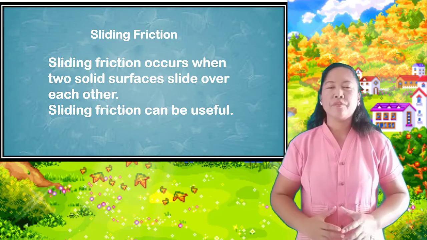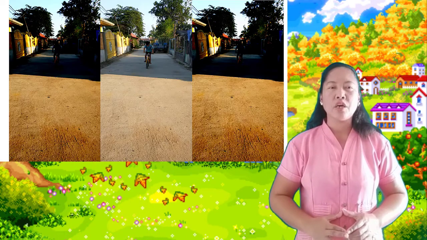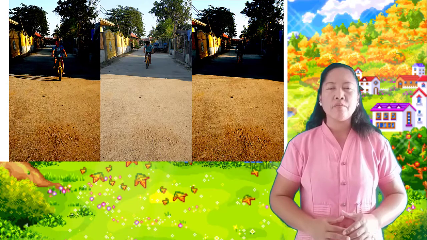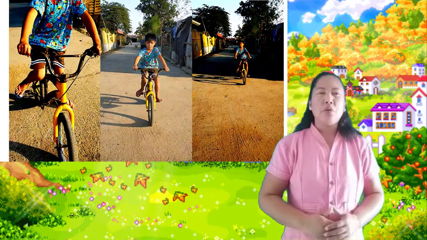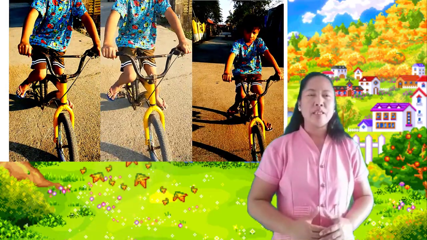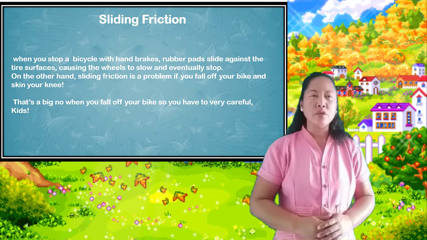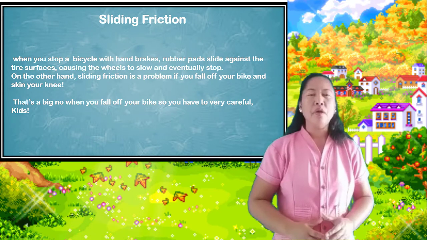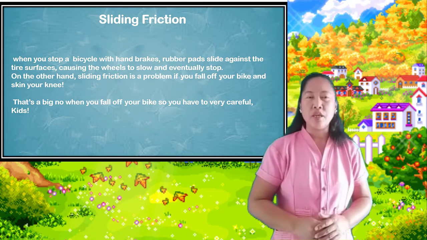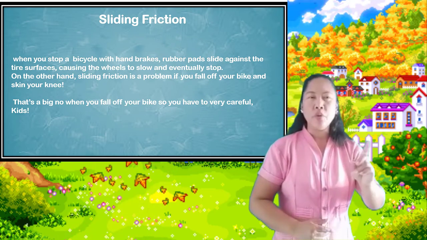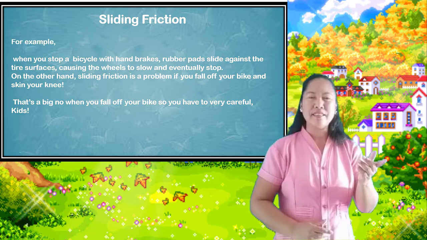Sliding friction. Sliding friction occurs when two solid surfaces slide over each other. Sliding friction can be useful. For example, when you stop a bicycle with handbrakes, rubber pads slide against the tire surfaces, causing the wheels to slow and eventually stop. On the other hand, sliding friction is a problem if you fall off your bike and skin your knee. That's a big no-no when you fall off your bike, so you have to be very careful, kids.